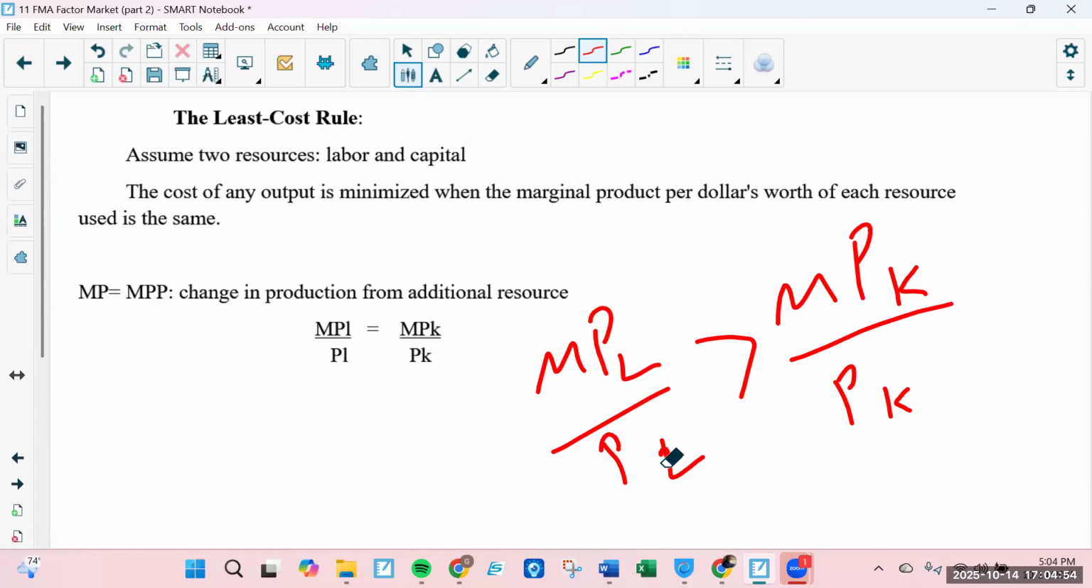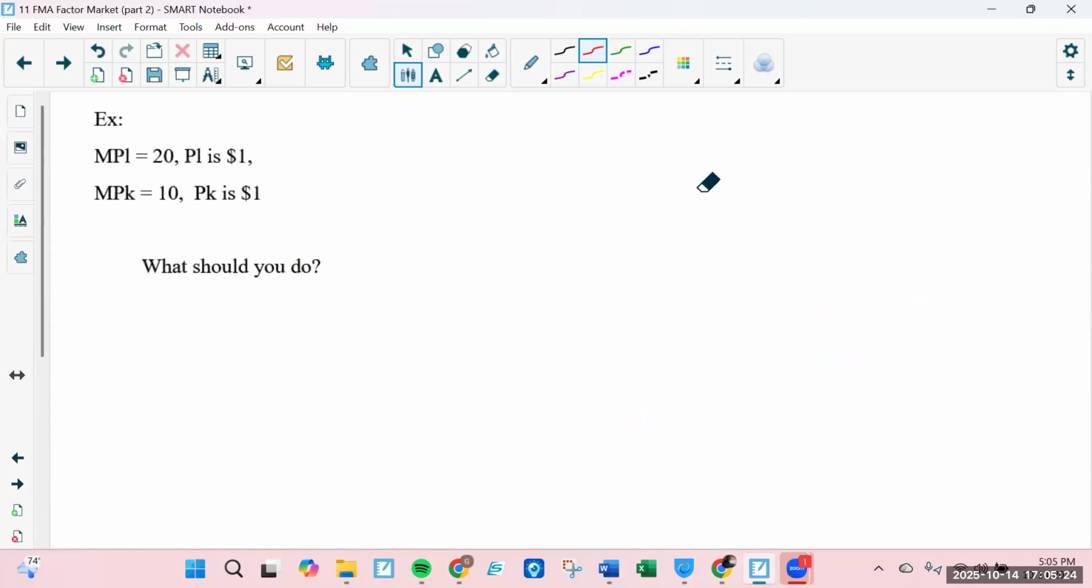So if the marginal product per dollar of labor is greater than the marginal product per dollar of capital, then you should buy more labor and less capital. Okay, get rid of some of your capital, sell some of your capital, and buy more labor, right? And when you do that, the marginal product of labor will begin to diminish, and eventually these guys are going to be equal. When they are equal, you are achieving the least cost rule. The least cost rule is where the marginal product of labor over the price of labor is equal to the marginal product of capital over the price of capital. When you're doing that, you're meeting the least cost rule.